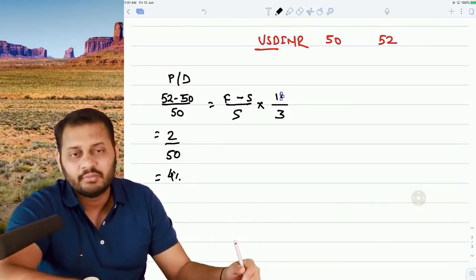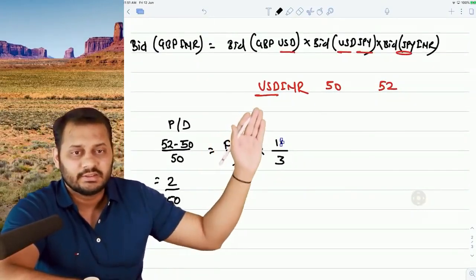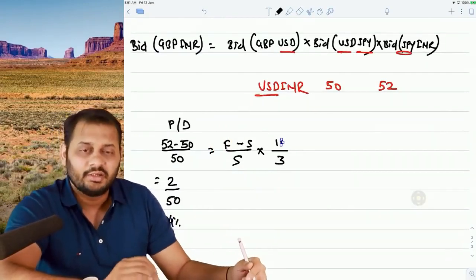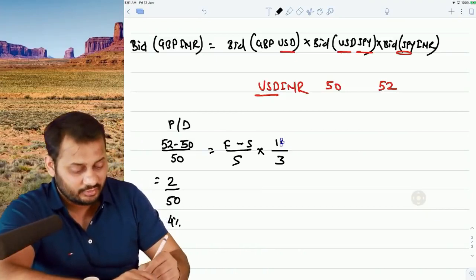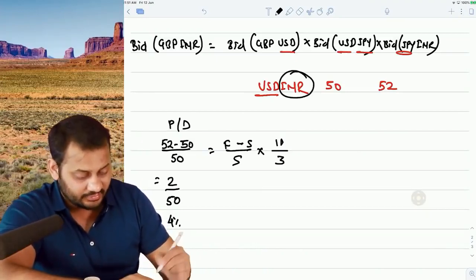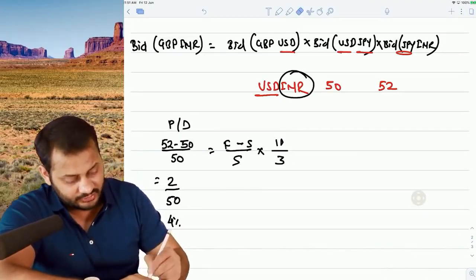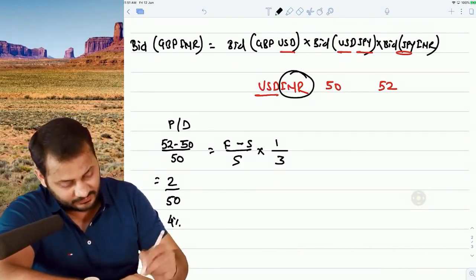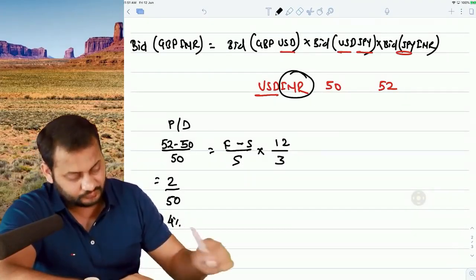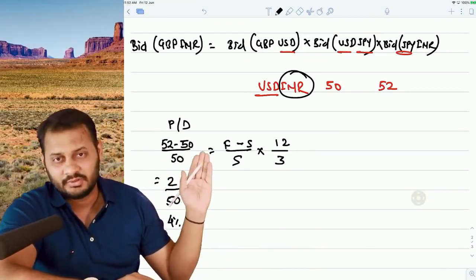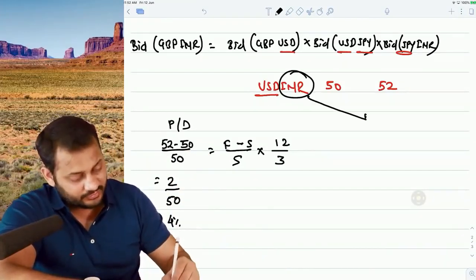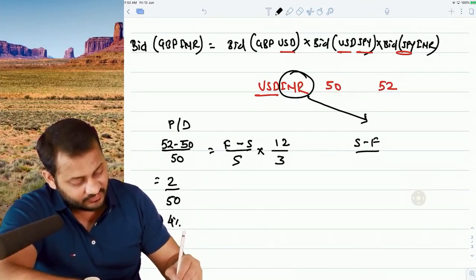But at the same time, if the quotation is given like this, and you have been asked to calculate the premium or discount not in dollars but in INR, then what will you do? The same formula will not be applicable. Then at that time the formula will be different, which is S minus F divided by F.